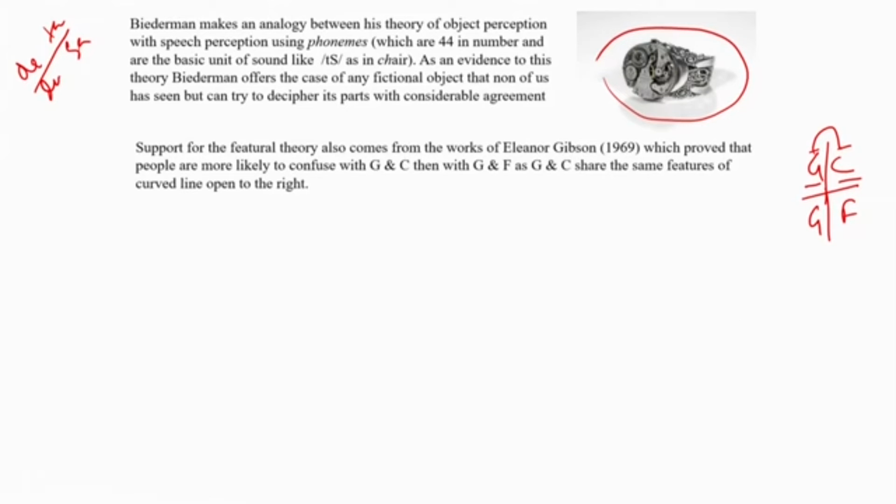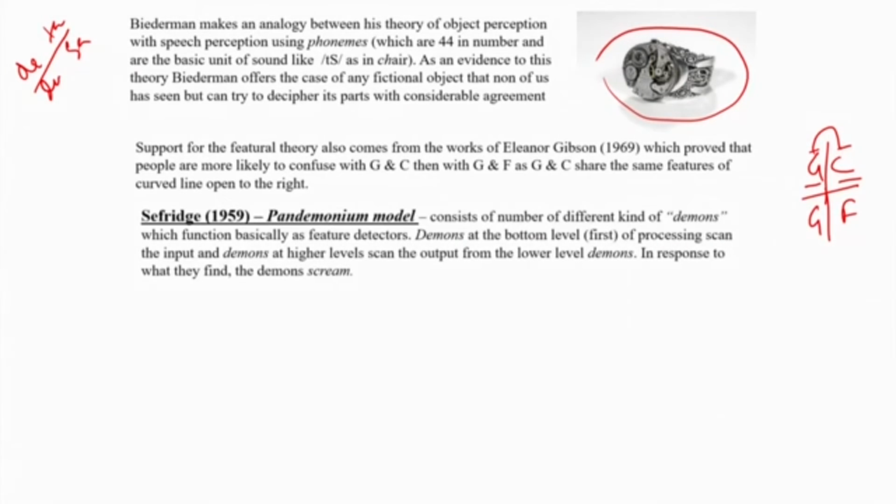Another interesting model that we look into in the feature analysis model is called the Selfridge Pandemonium model. What is the Selfridge Pandemonium model? It's a very interesting model to look at. We will discuss it again in a coming chapter in this course. Now, what the Selfridge model tells us is how the perception of letters happens.